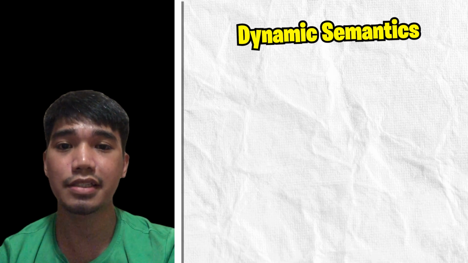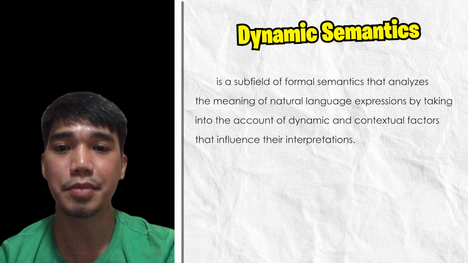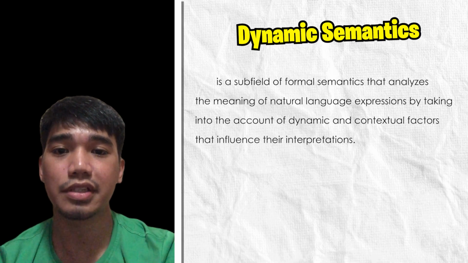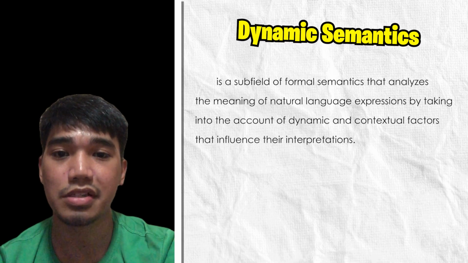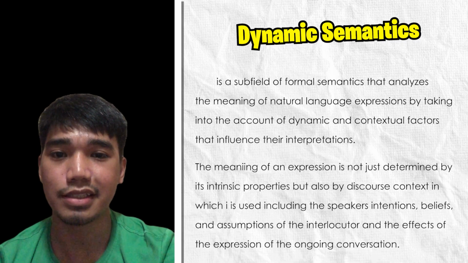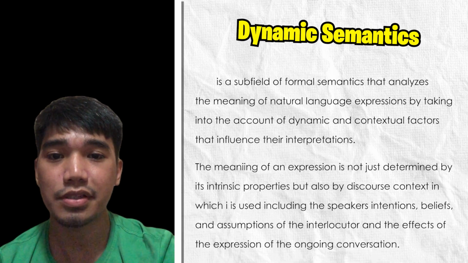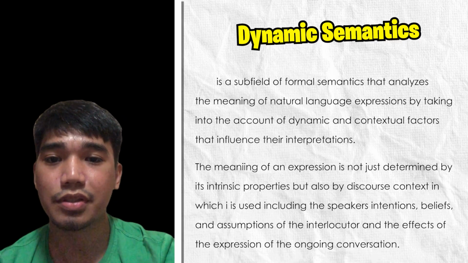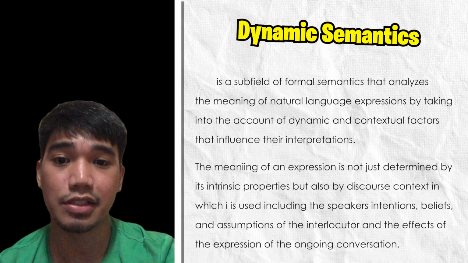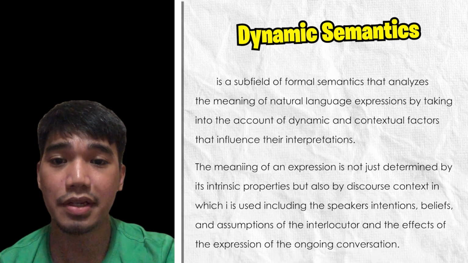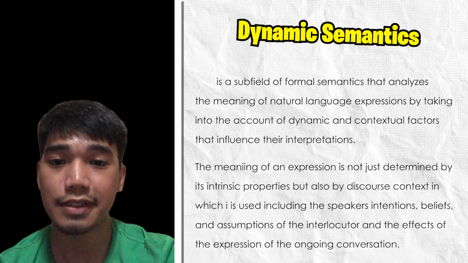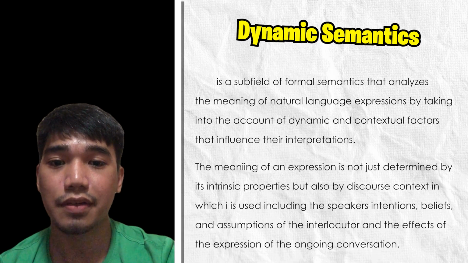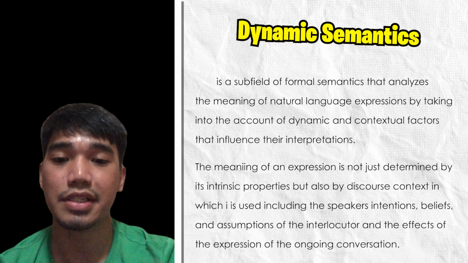Dynamic semantics is a subfield of formal semantics that analyzes the meaning of natural language expressions by taking into account dynamic and contextual factors that influence their interpretations. In dynamic semantics, the meaning of an expression is not just determined by its intrinsic properties, but also by the discourse context in which it is used, including the speaker's intentions, the beliefs and assumptions of the interlocutors, and the effects of the expression on the ongoing conversation.